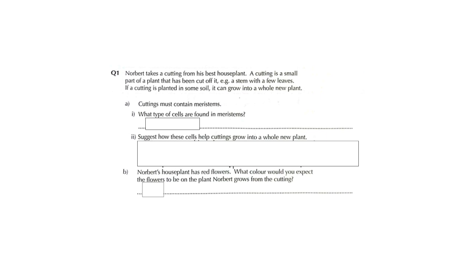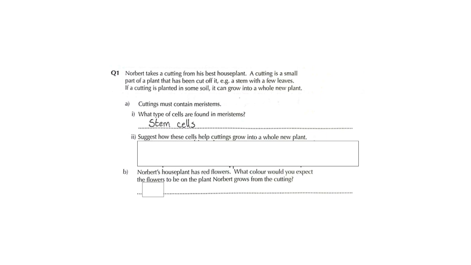Norbert takes a cutting from his best houseplant. A cutting is a small part of a plant that has been cut off, a stem with a few leaves. If a cutting is planted in some soil, it can grow into a whole new plant. The cutting must contain meristems. What type of cells are found in meristems? So meristems are other examples of stem cells found in plants. They can develop into cells which can turn into any specialized cell.